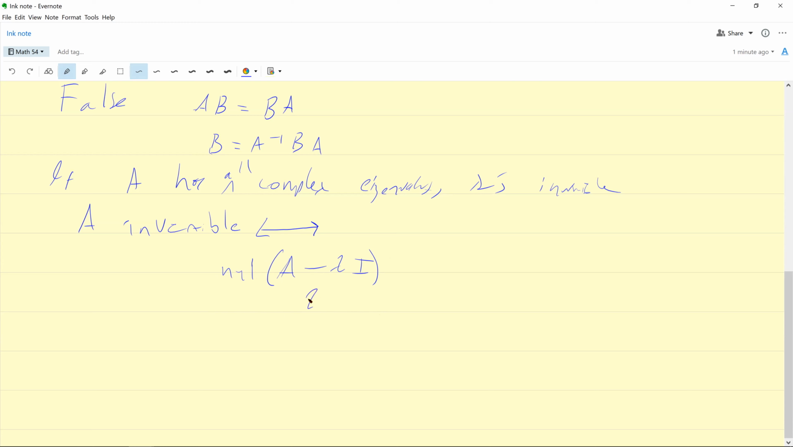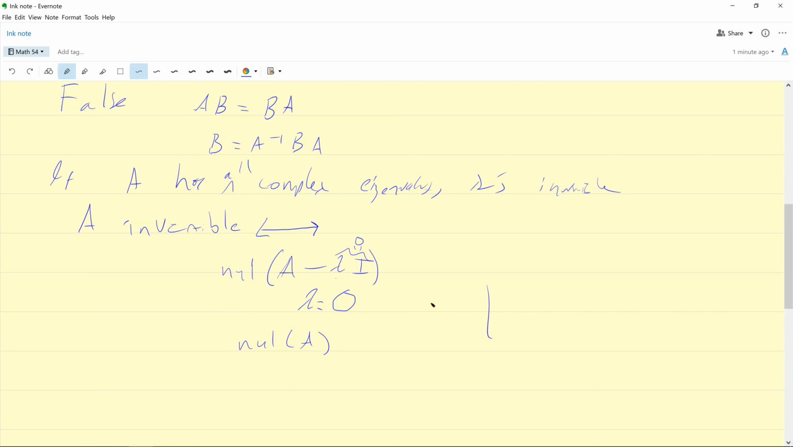So what happens when I set lambda equal to 0? Then this term lambda I is equal to 0. And then what does the eigenvector actually represent? Just the original matrix. Yeah, it's going to be the null space of the original matrix, right?